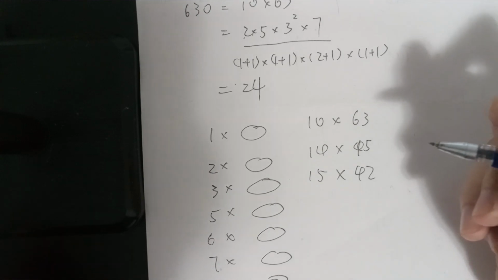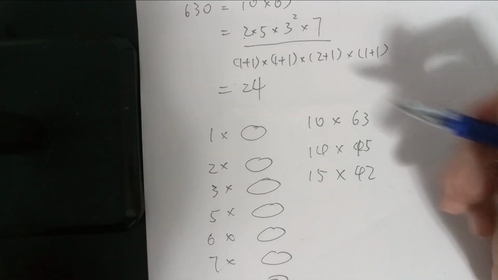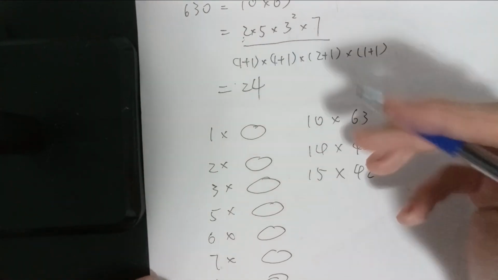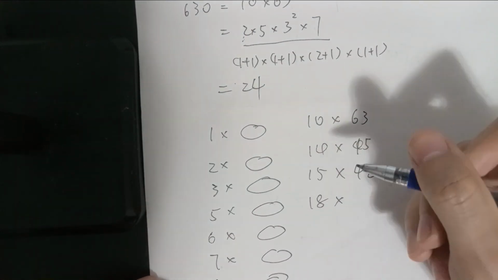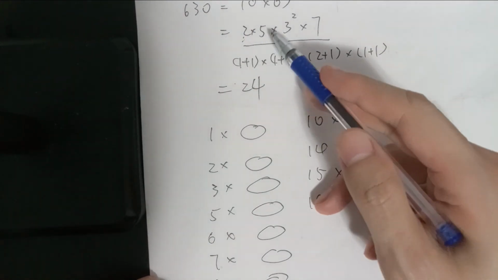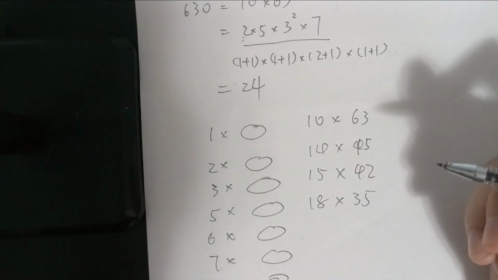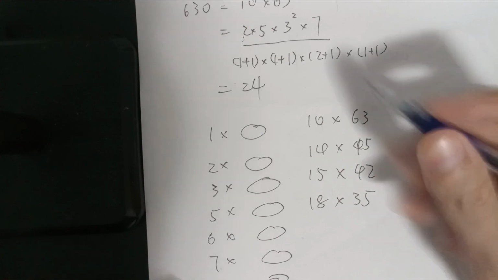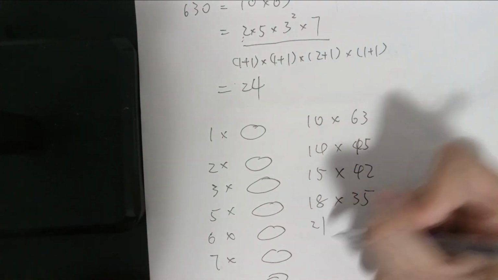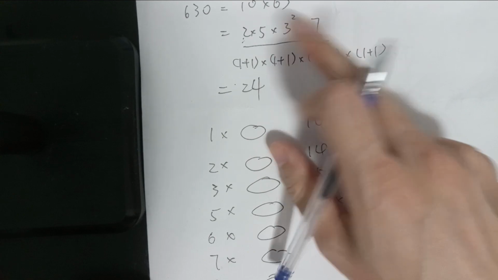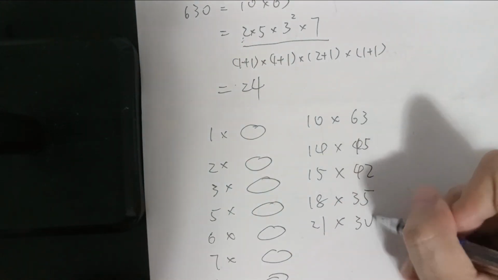And 16, no. 17, no. 18, yes, we've got 18 because we have 2 and 9. So it is 18 times 35. Here we go. And let's see if we have any more. 19, of course not. 20, not. 21, yes, 3 times 7 is 21. 21 times, it's 2 times 5 times 3, it is 30 here. Okay, good.